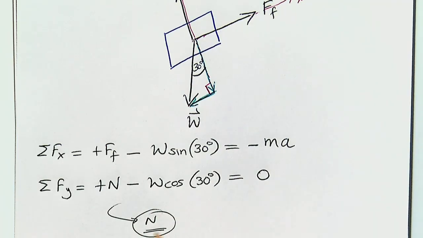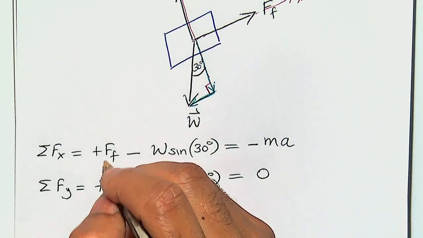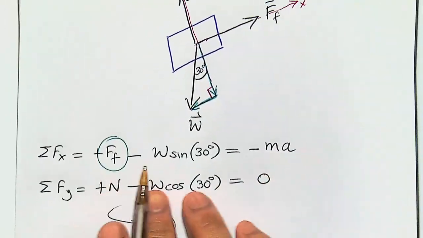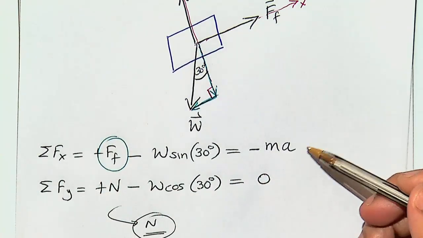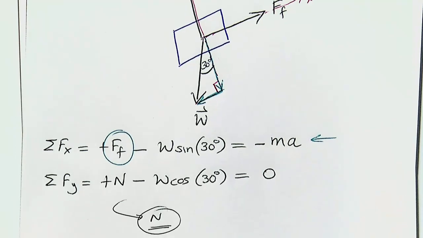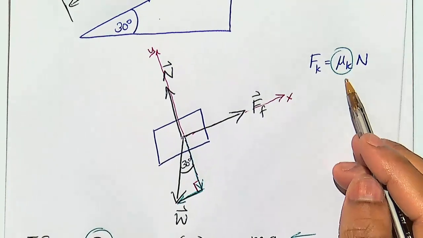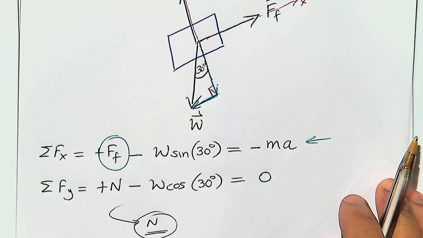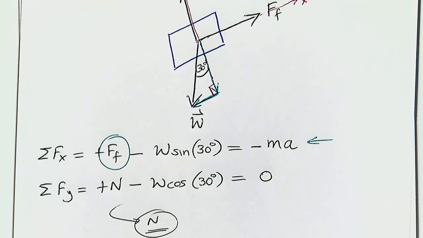Once you know the normal force, you can take it back up here because the force of friction requires the normal force. Once you know that, this equation you can solve. This one right here, you can solve for mu k, the coefficient of friction. Does that make sense? That's the order of operations here. Hopefully that answered the question.